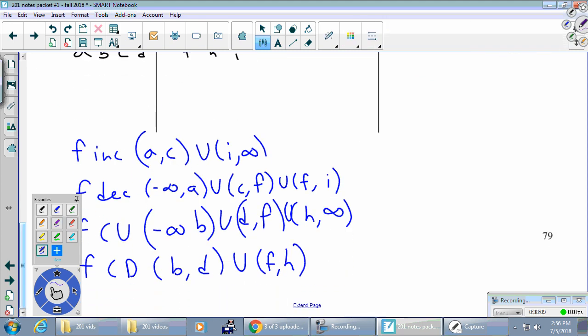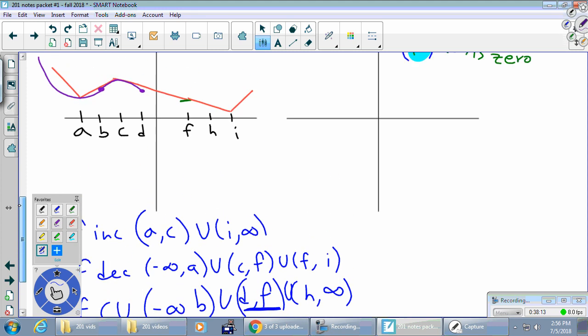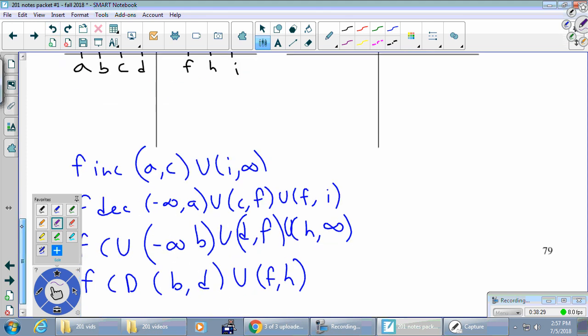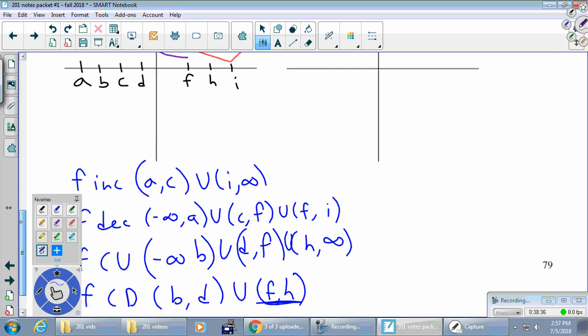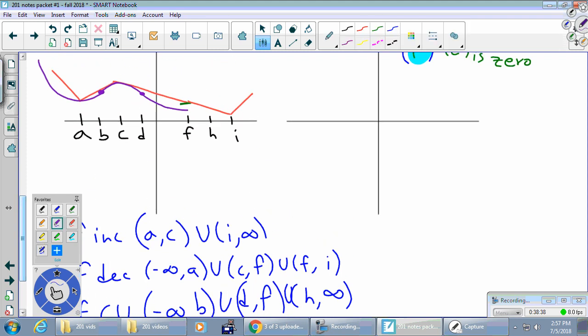Okay, what happens at D? From D to F, the function is concave up. So let's draw something concave up, but still decreasing. Oops, wrong color there. Concave up, but still decreasing. Now I've got this little bloop here, this flat thing, so it's got to be flat. I'll try that one more time. Concave up, decreasing, but flattening out there at F. And then what happens at F? So at F, we're now going to be from F to H concave down until we get to H.